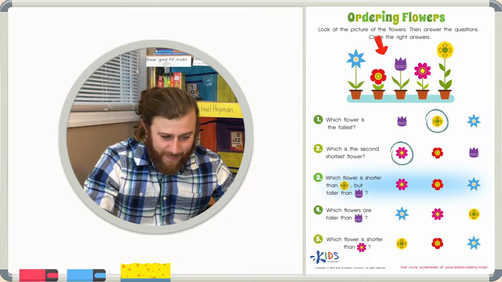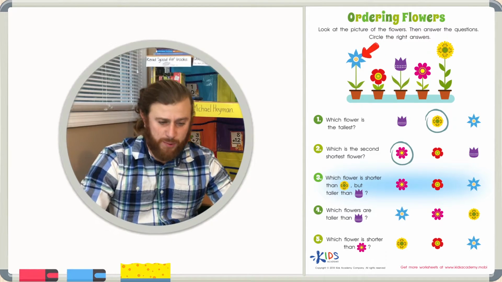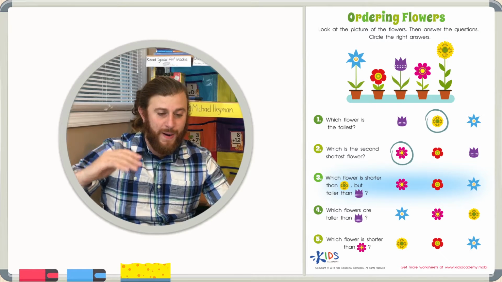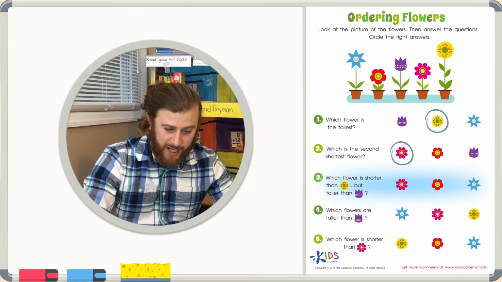We know it can't be the pink flower because that's shorter than the purple flower. That leaves us with the blue flower. The blue flower is shorter than the yellow flower, but it is taller than the purple flower. The blue flower is the correct answer choice.